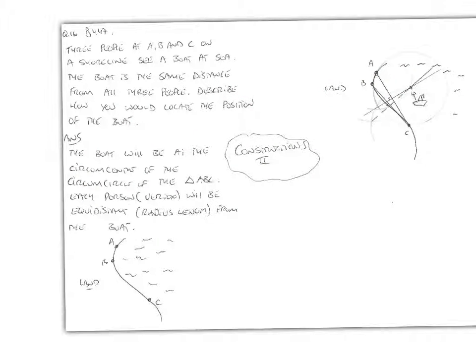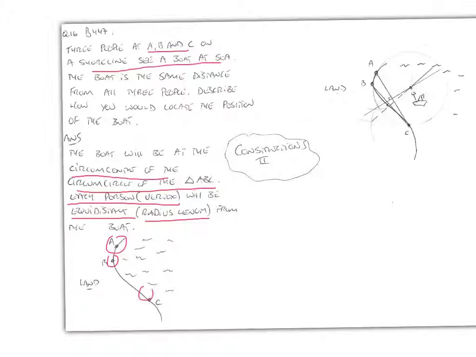And let's look at question 16. Three people at points A, B and C on a shoreline see a boat at sea. So there's a boat somewhere out to sea, and here are the three people at points A, B and C. The boat is the same distance from all three people. Describe how you'd find the position of the boat. Well, the answer is quite similar to the other one, in that the boat will be at the circumcenter of the circumcircle of the triangle ABC, as each person will be at a vertex of the triangle, and they will be equidistant, a radius length, from the center of the circle.